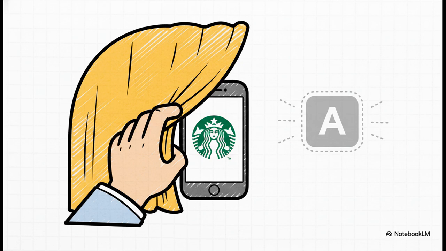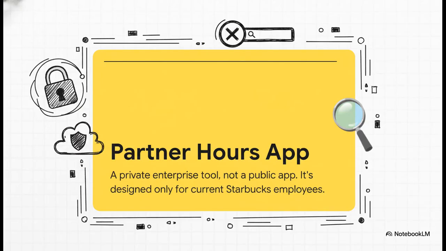through every single step. And here it is, the big aha moment. See, the Partner Hours app isn't a normal app for the public. It's actually a private, internal tool meant only for employees. Starbucks keeps it on a totally separate, secure system to protect everyone's data, which is exactly why you'll never ever find it with a simple search.